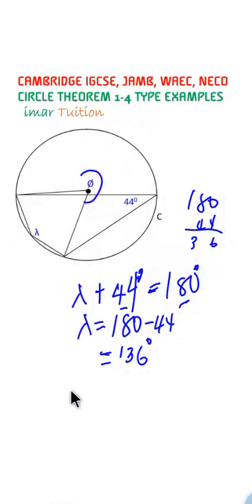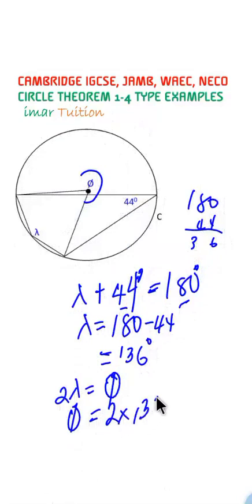Now to find the phi here, 2 times lambda is equal to phi. The angle at the center is 2 times the angle at the circumference. So we'll have phi equal to 2 times 136. 2 times 6 gives you 12, put down 2, carry 1, then 2 times 3 is 6, plus 1 is 7, then 2 times 1 is 2. So that gives 272 degrees. Phi is 272 degrees.